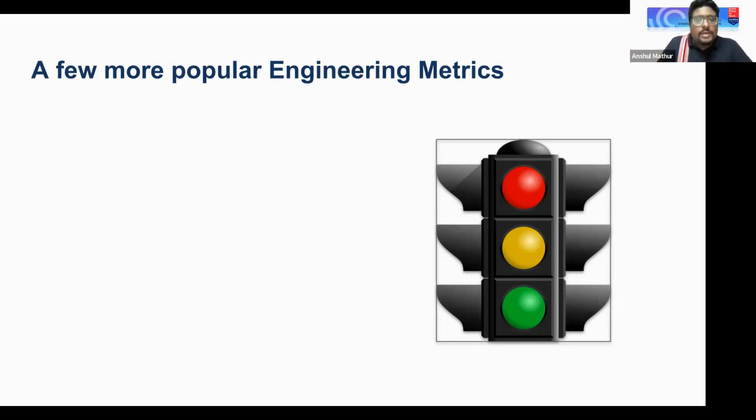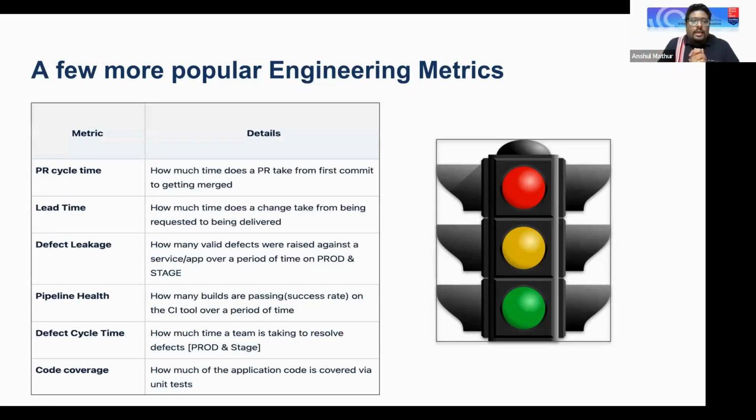Now let's look at some of the other popular engineering metrics, which will help your software engineering team as a whole. PR cycle time, right? That's the time a PR takes from the point where the first commit was made in this PR to the time it gets merged. It essentially is done to evaluate if our PR review process is strong enough.